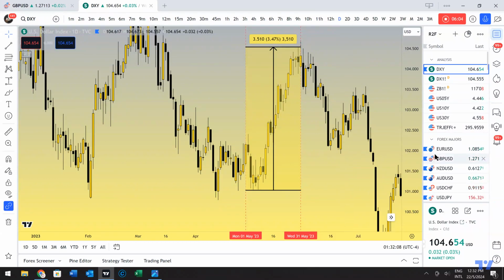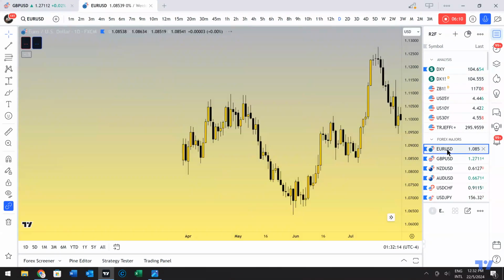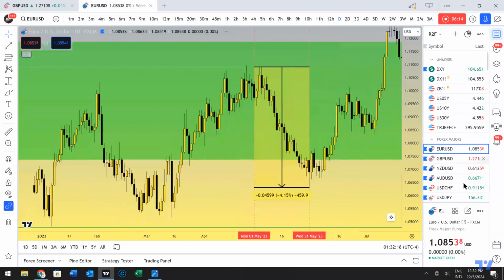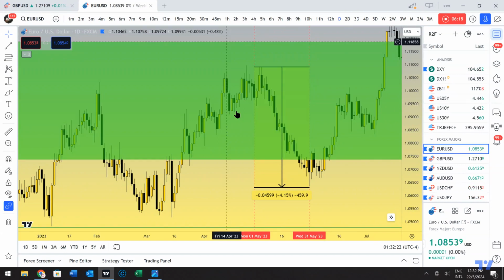So let's have a look at the euro dollar, because unless you're trading dollar futures, you can't trade a DXY. So let's see the euro dollar. So we see on the euro dollar, we should see a decline, which we do, as the euro dollar is most of the dollar basket.